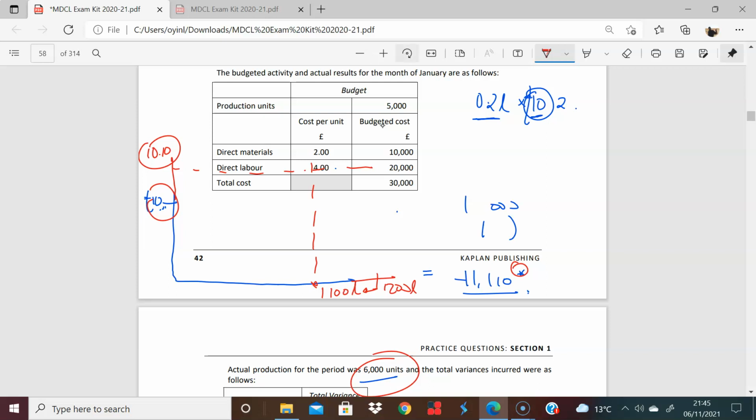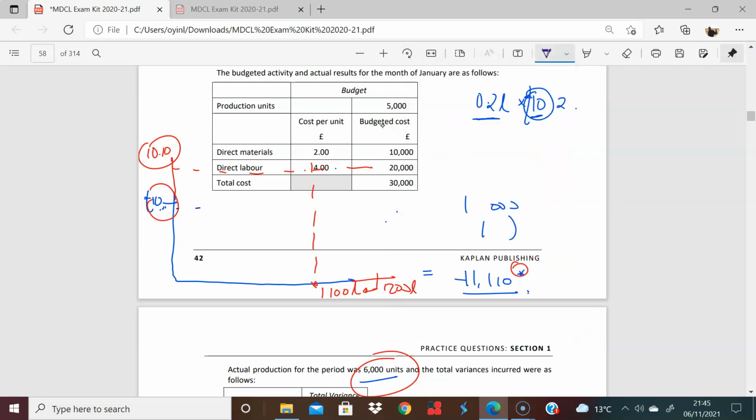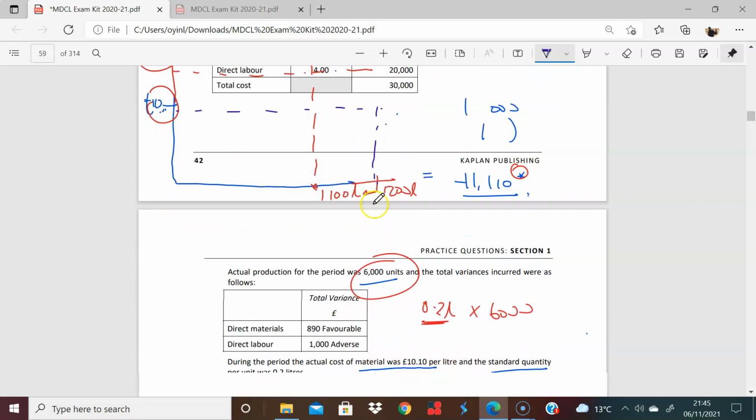I'm supposed to use £10 and 1,200 liters, but what ended up happening was I used £10.20 and 1,100. So first question, if I'm asked, I could do it both ways.